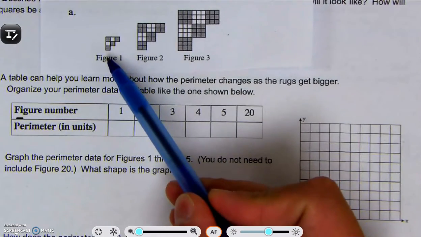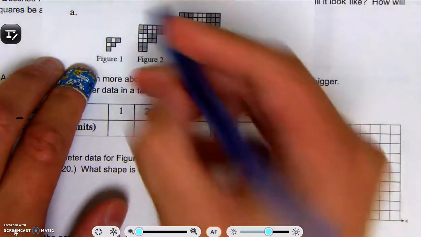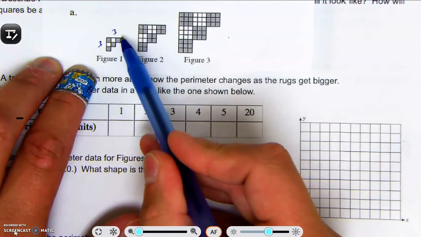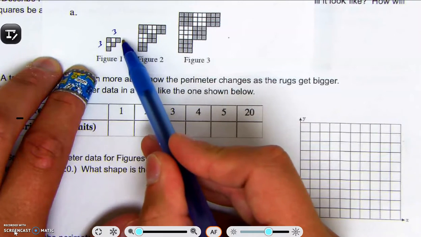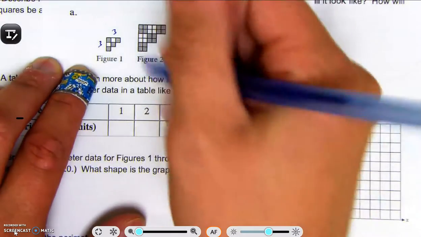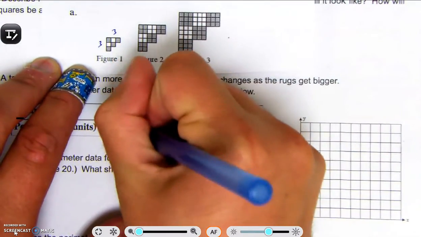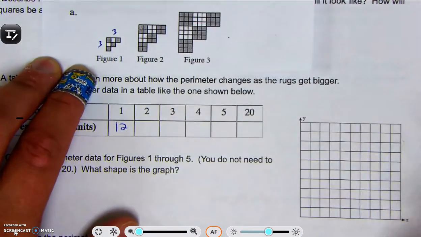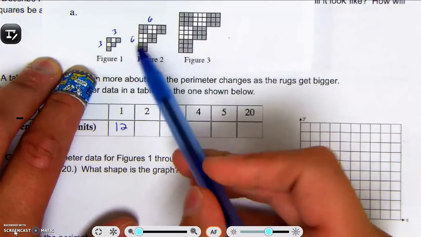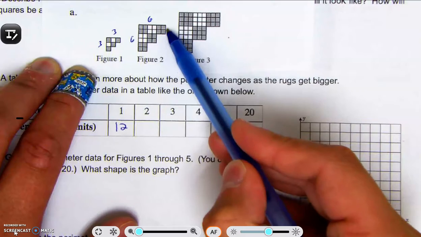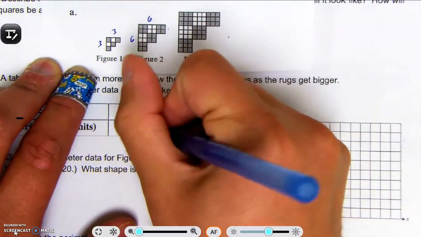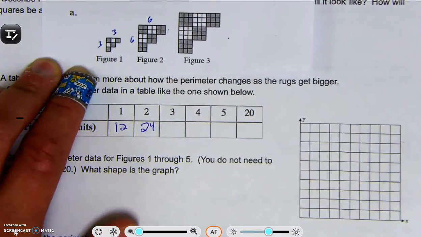So again, perimeter being the outside. So we're counting, we have 3, 3, and then each of these things we are counting as well. So 6, 7, 8, 9, 10, 11, 12. So my perimeter for figure 1 is 12. And then if we look at figure 2, we have 6, 6, and then each of these are 2. So 12, 14, 16, 18, 20, 22, 24. So in figure 2, our perimeter is 24.